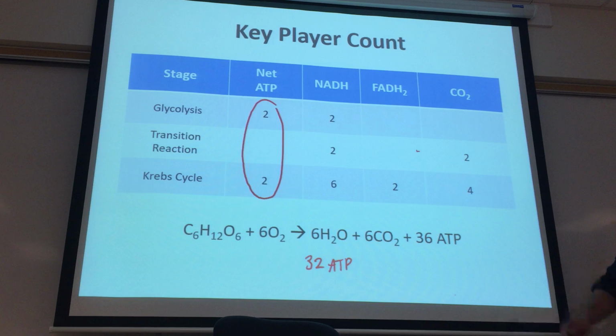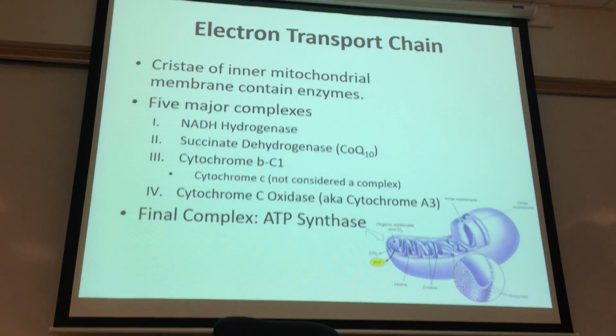If you were to sum up all those carbons, we know glucose started off with 6 carbons. We get 2 carbons from the 2 CO2 produced in the transition reaction, and 4 carbons in the 4 CO2s produced in the Krebs cycle. Those carbons are done. What we ended up with a bunch of is NADH and FADH2. We've ended up with a bunch of electrons carried by NADH, and not just the electrons, also the hydrogen ions. So this is where they come into play, in the electron transport chain.